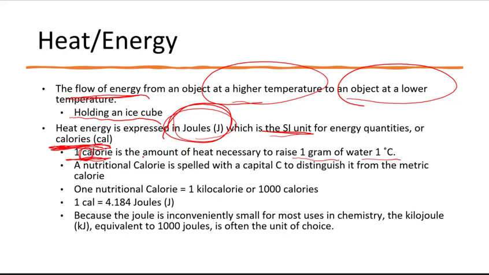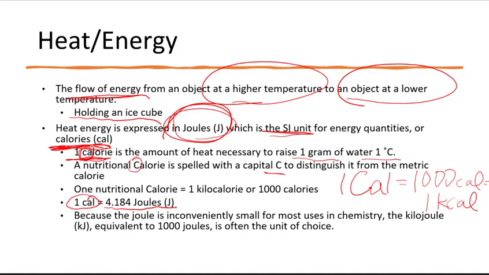One lowercase calorie is the amount of heat needed to raise 1 gram of water by 1 degree Celsius. Now, a nutritional calorie, notice that it's capitalized, is spelled with a capital C to distinguish it from the metric calorie. One nutritional calorie, so 1 capital C-A-L, is equal to 1,000 little calories. Or we can say 1,000 little calories is equal to 1 kilocalorie. So it's important to know that conversion. 1 little calorie is equal to 4.184 joules.